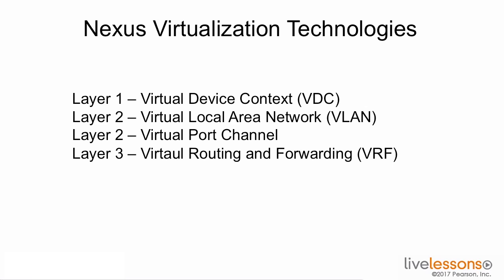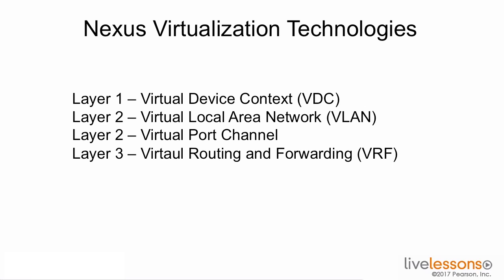The final feature is a layer 3 feature called virtual routing and forwarding, or VRFs. What VRFs do is allow us to create virtual instances of routing. So I can have a production VRF and an accounting VRF, and they won't talk to each other unless I route between them. So I can actually have two different routed networks going on inside my Nexus device that I can virtualize with virtual routing and forwarding.